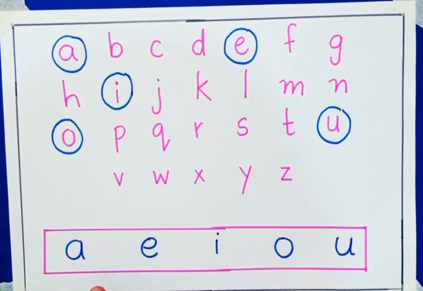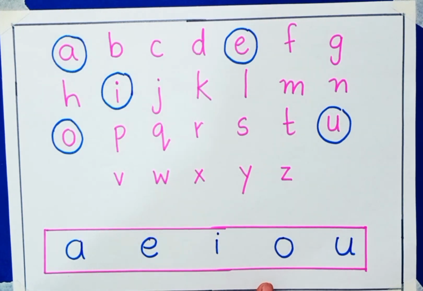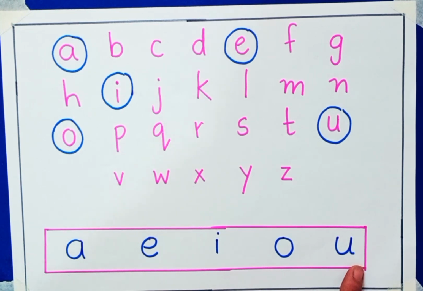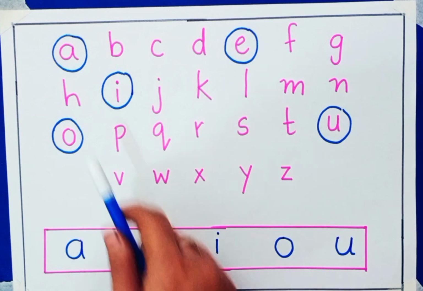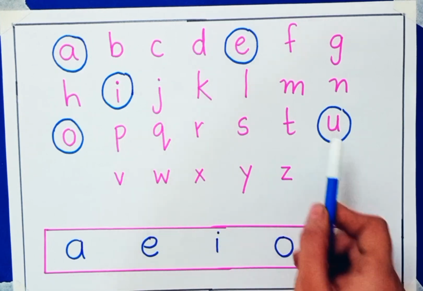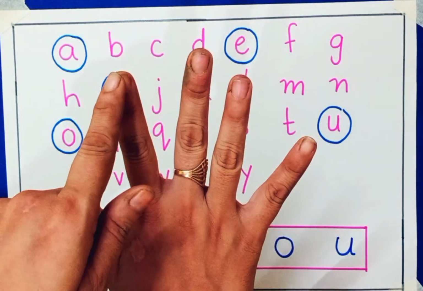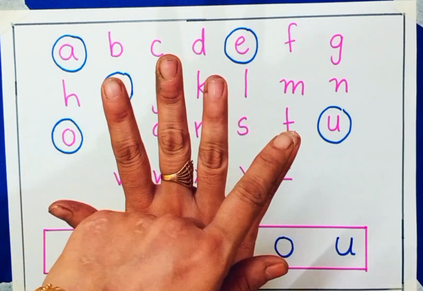So children, now you can understand that these are the vowels. Let's again read. A, E, I, O, U. These are vowels. A, E, I, O, U.